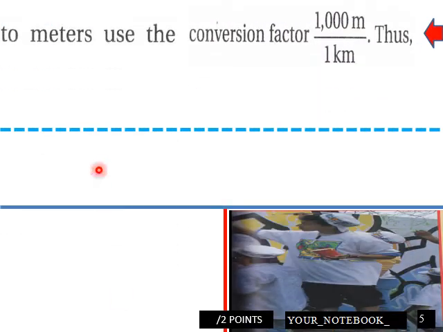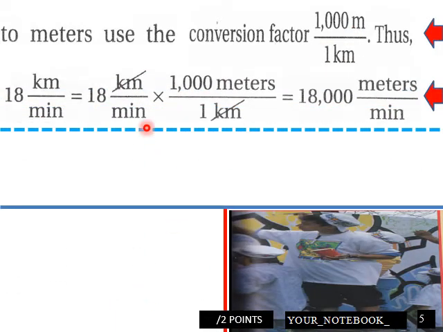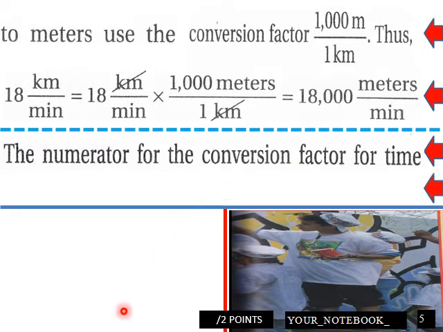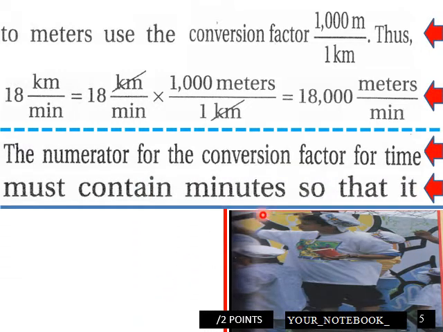So here's our conversion factor, 1,000 meters per 1 kilometer. And then this will be our conversion factor here, 18 kilometers per minute times 1,000 meters per 1 kilometer. Then we get 18,000 meters per minute. So we've converted it now to meters per minute. The numerator for the conversion factor for time must contain minutes.